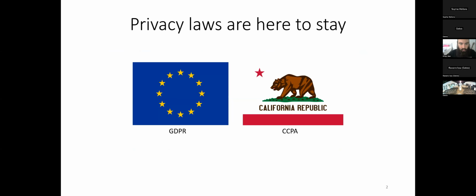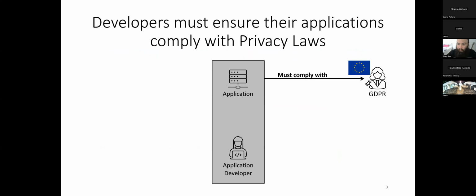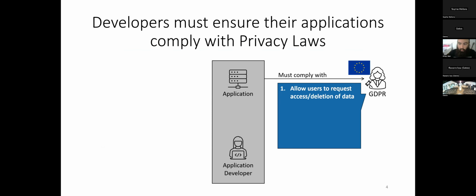Cool. So in recent years, we've seen a surge of privacy and data protection laws, including the EU's GDPR, the CCPA in California, among many, many others. And because of this, application developers must ensure their applications comply with these laws to avoid heavy fines. One particularly challenging requirement that is common in all of these laws is mandating that applications must allow users to access or delete their data. And this is the primary focus of the work I'm presenting today.